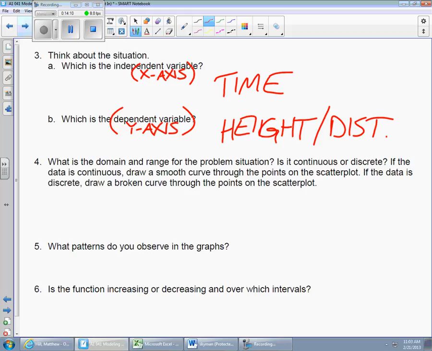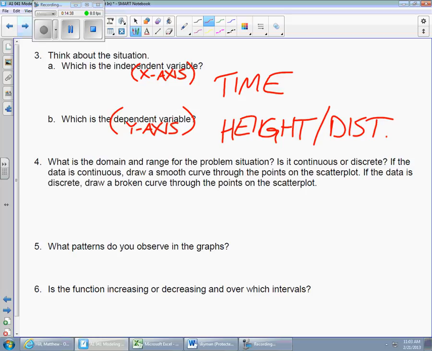You can't say the amount of time that has gone by depends on how far up in the air he's at. No, I mean, time isn't going to wait for him to do whatever it is he's going to do. Time's going to continue moving. His height will depend upon how much time has gone by. That's why we call the x-axis independent. It controls the entire problem. Everything else depends on what the x-axis is doing.